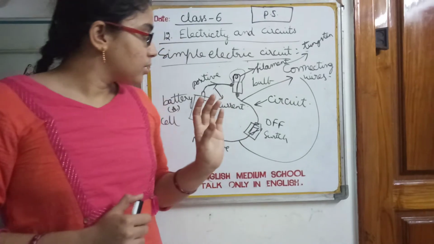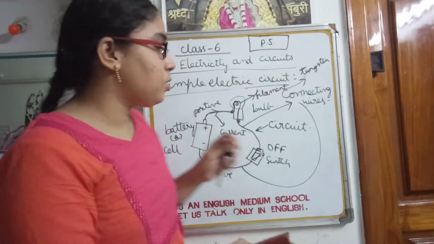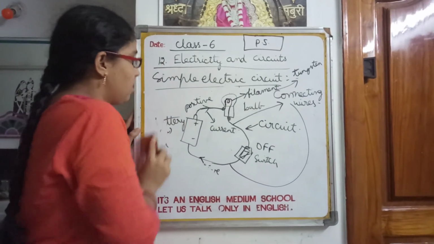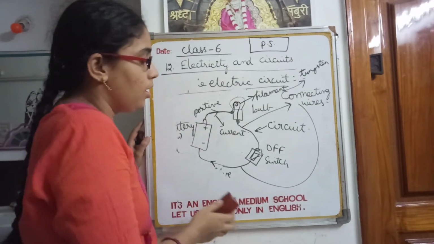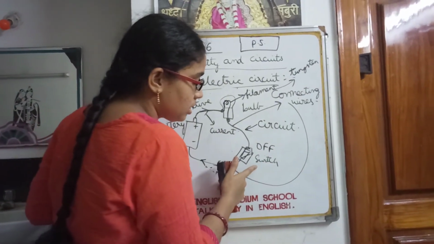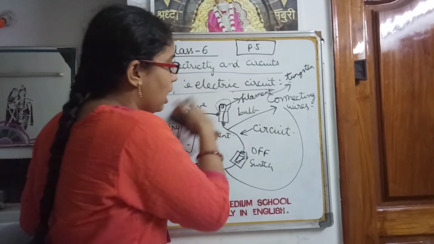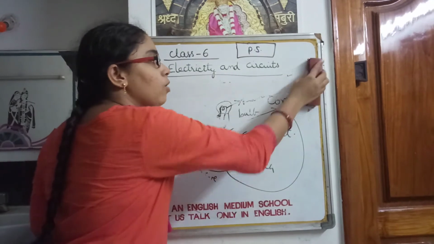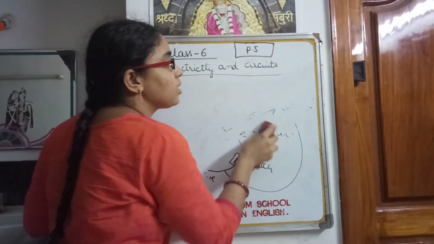Okay, next we are going to discuss the last topic of this lesson, that is conductor and insulator. And one more thing we have to recall, that is, the switch provides us the control of the circuit. Okay, last topic of the lesson, now we are going to discuss, that is conductors and insulators.